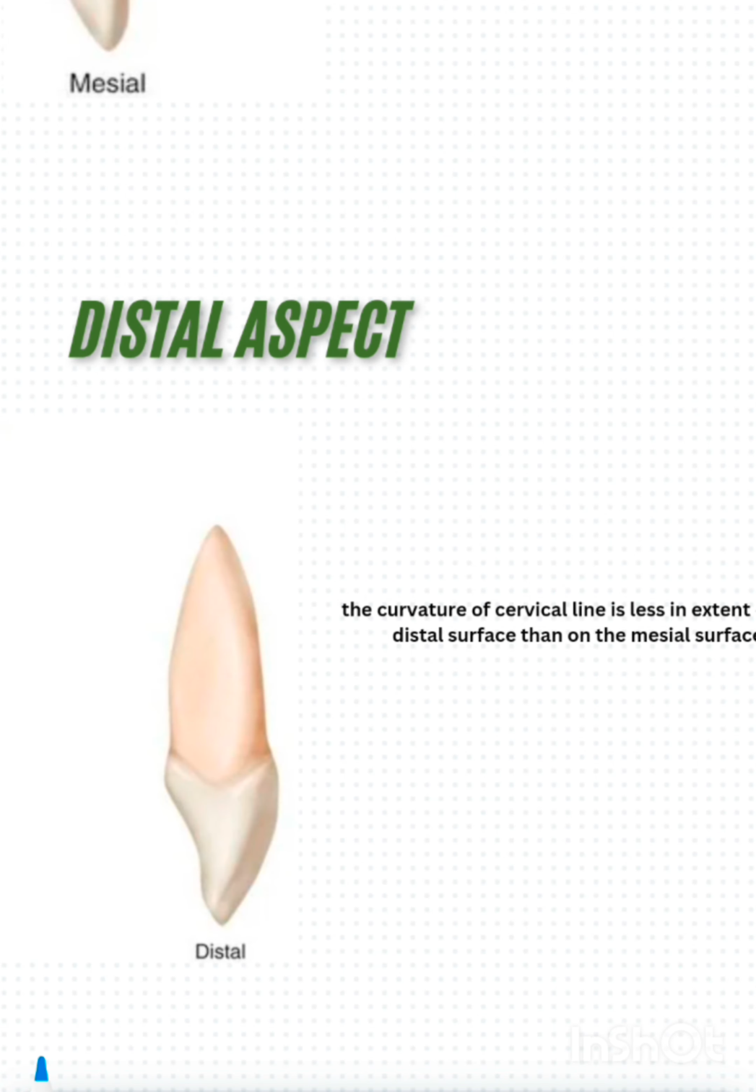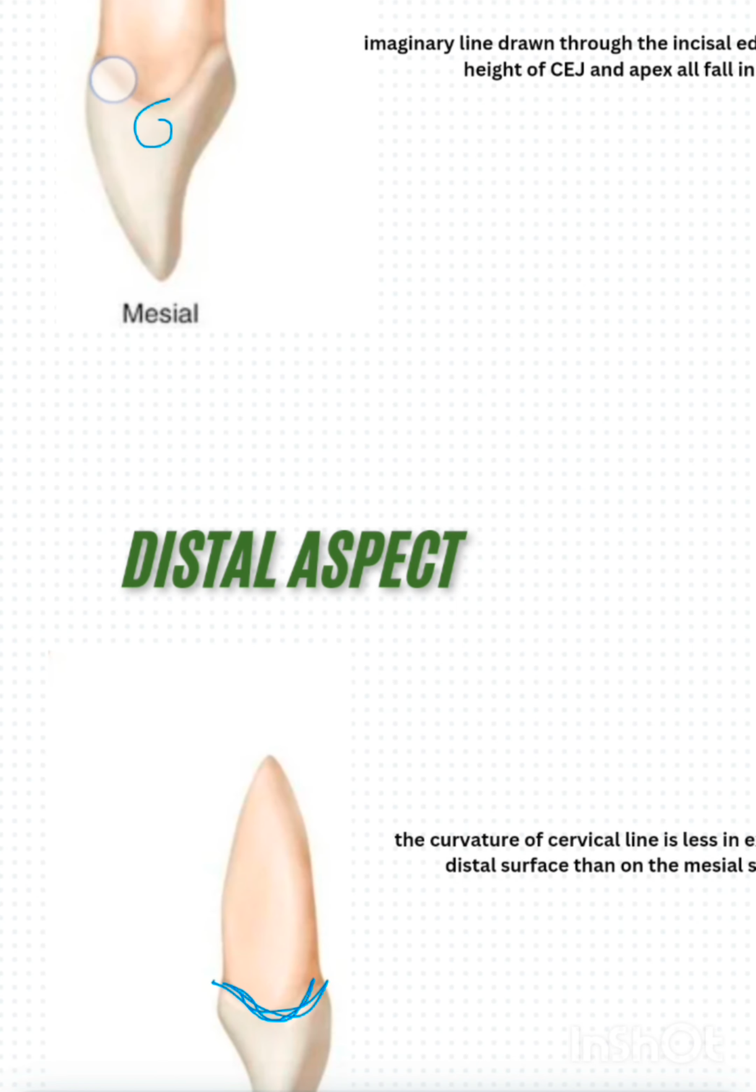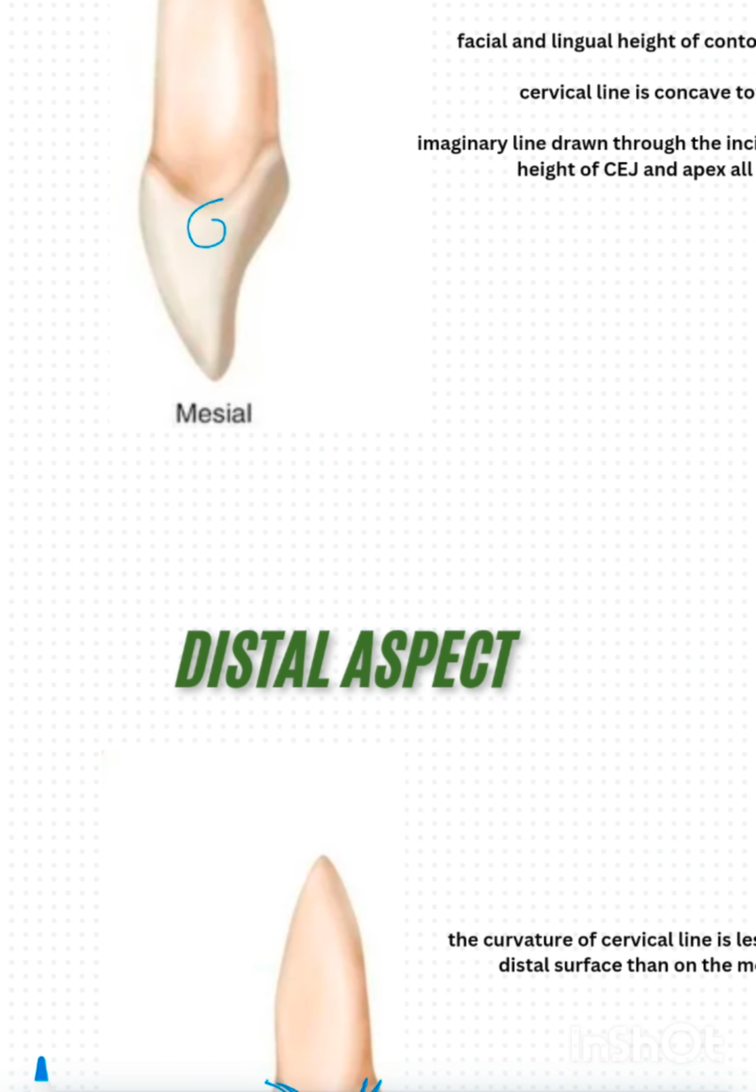Now the distal aspect is similar to the mesial aspect, but the difference is the cervical line curvature is less curved, less concave than that of the mesial side. At the mesial side it is more concave than the distal side.